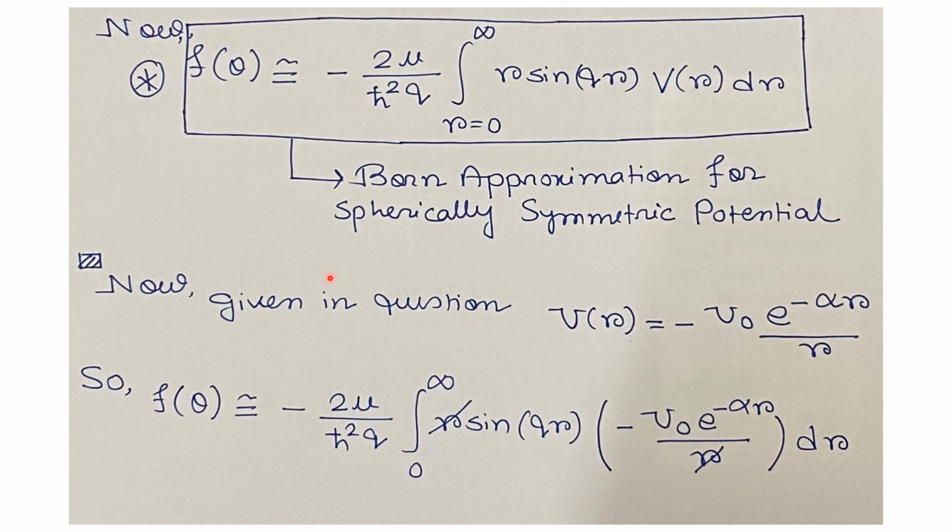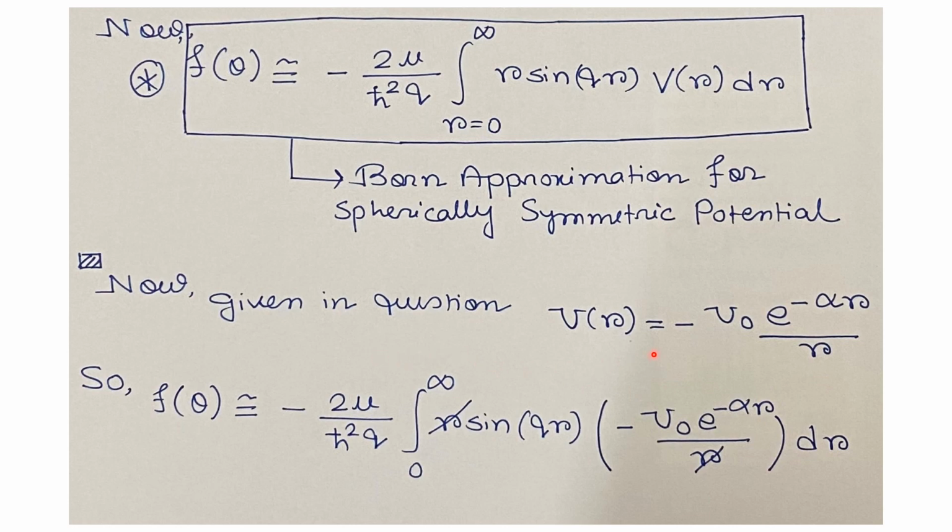Now coming to our question. In our question, it is given that the scattering potential U as a function of r is given by minus U naught times e to the power minus alpha r divided by r. You can see this potential is spherically symmetric because it depends only on the small r.